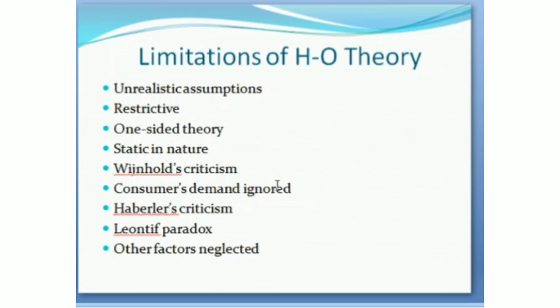Like all theories, this theory also has certain limitations. The assumption of the 2 by 2 by 2 model is unrealistic. Like the classical theory, the Ohlin theory is static in nature. Factors are not homogeneous. Production functions or techniques cannot be homogeneous. The Leontief paradox has falsified the theory.